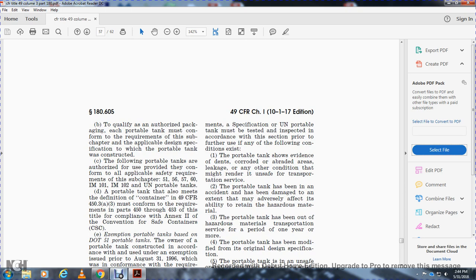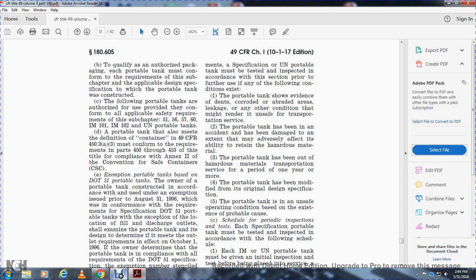The specification UN portable tanks must be tested and inspected in accordance with this section prior to further use under any of the following conditions. One, the portable tank shows evidence of dents, corrosion, abrasion, leakage, or any other condition that might render it unsafe for transportation. Two, the portable tank has had an accident but has not been damaged to the extent that it may adversely affect the ability to retain the hazardous material. Three, the portable tank has been out of hazardous material transportation for a period of 1 year or more. Four, the portable tank has had a modification of the original design specification. Five, the portable tank is unsafe for operational condition based on existing probable causes.